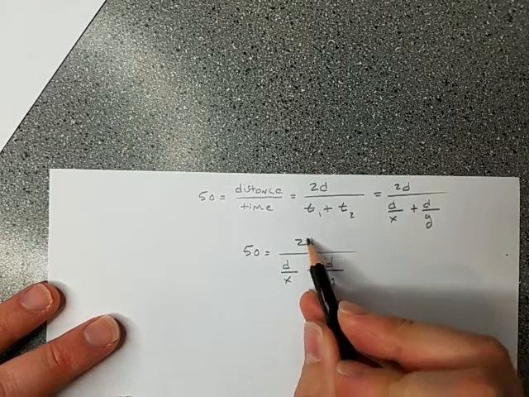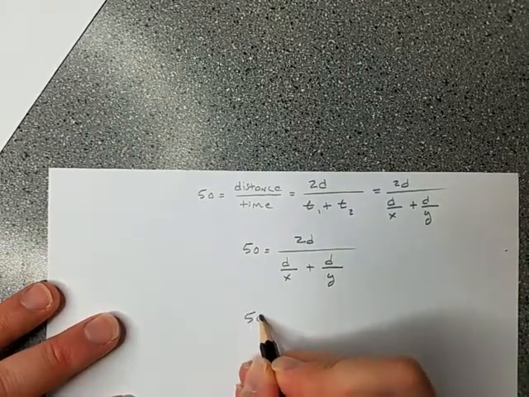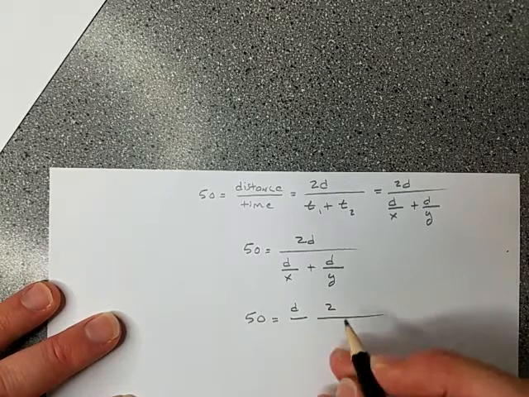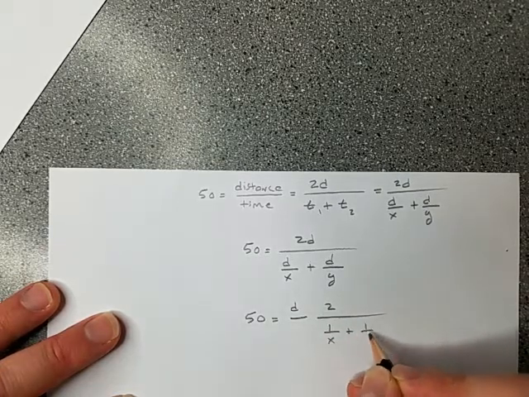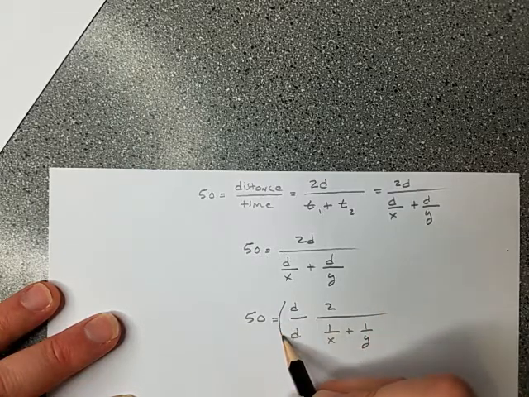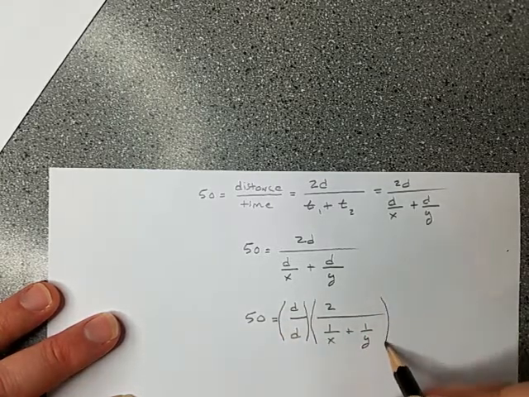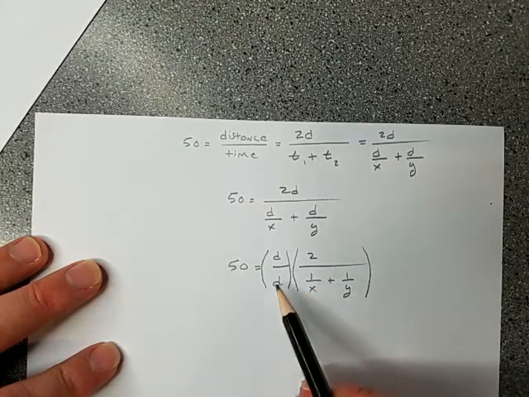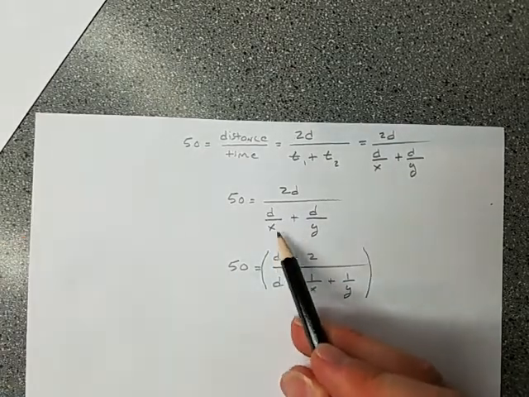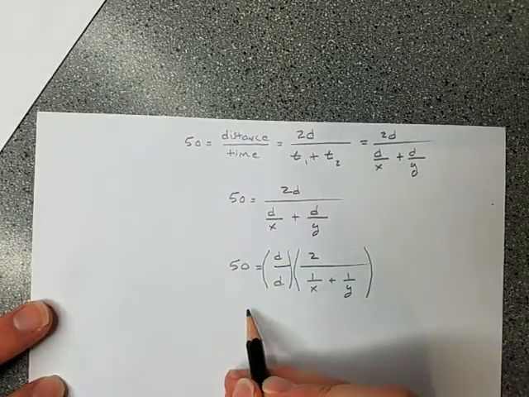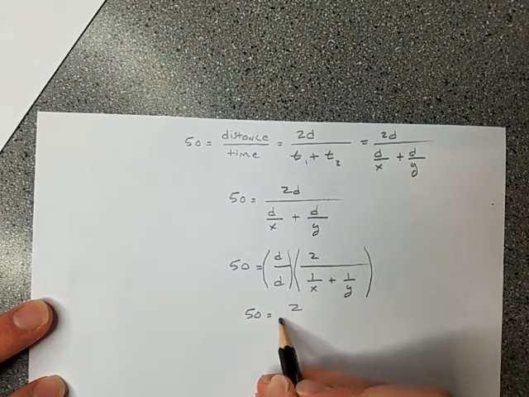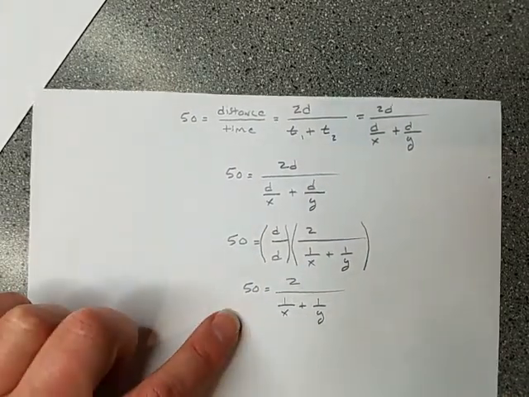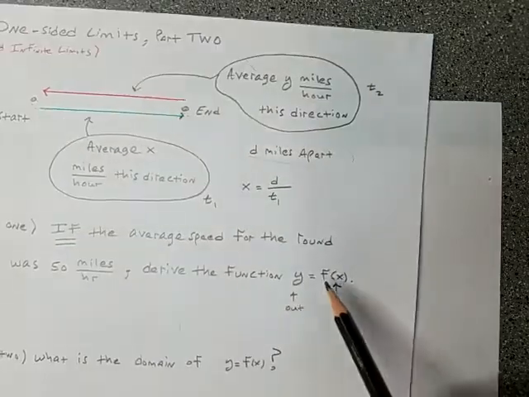Now, I notice I can factor out the d and cancel it. So I wasn't given the distance between the cities, but that's okay because it factors out. So look at it like that. Factor out the d here, d times 2 is 2d. Factor out the d here. If I were to multiply d times 1 over x plus 1 over y, I would get d over x plus d over y, and then it cancels. Okay, so I'm getting a little bit closer. 50 is 2 over 1 over x plus 1 over y. All right, so at least now I have a formula that only involves the variables y and x.